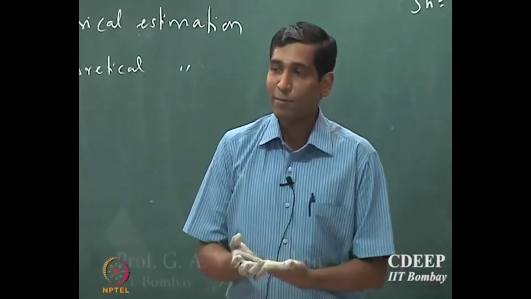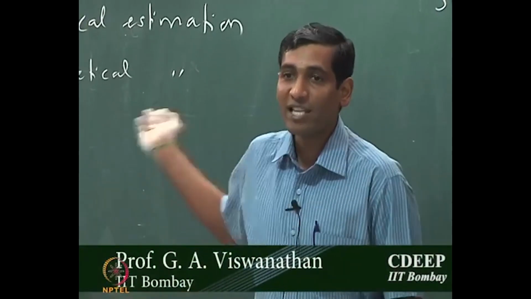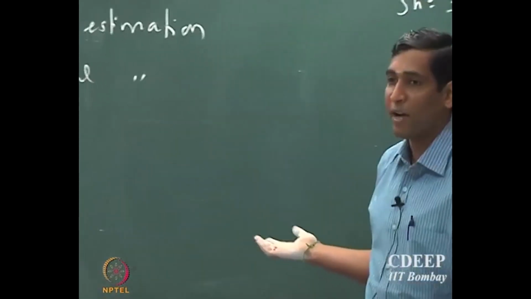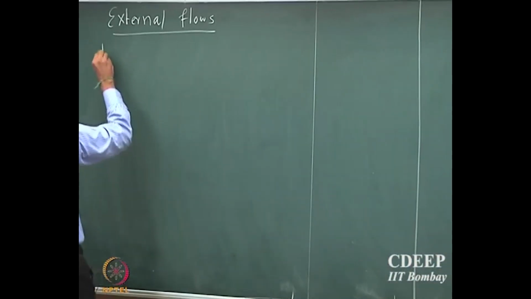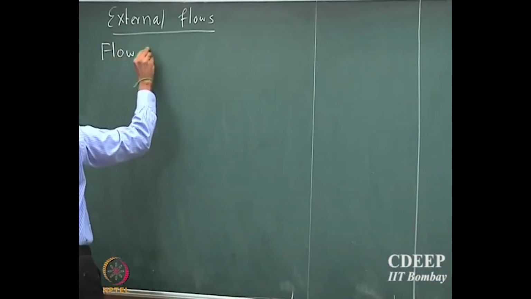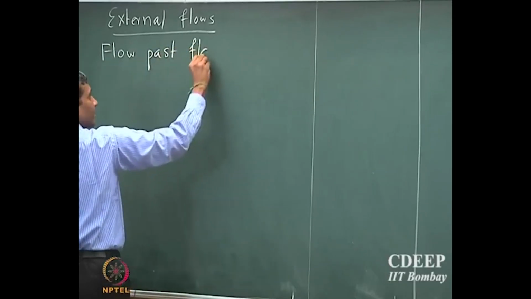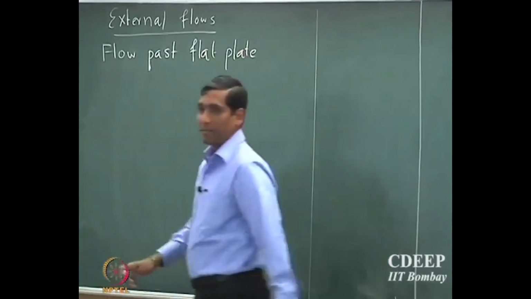It's possible that in some cases you will have to solve the full equations, and you will have to generate these gradients at various properties. In some cases you may be able to find the gradients directly. So let's start with the case of flow past a flat plate.